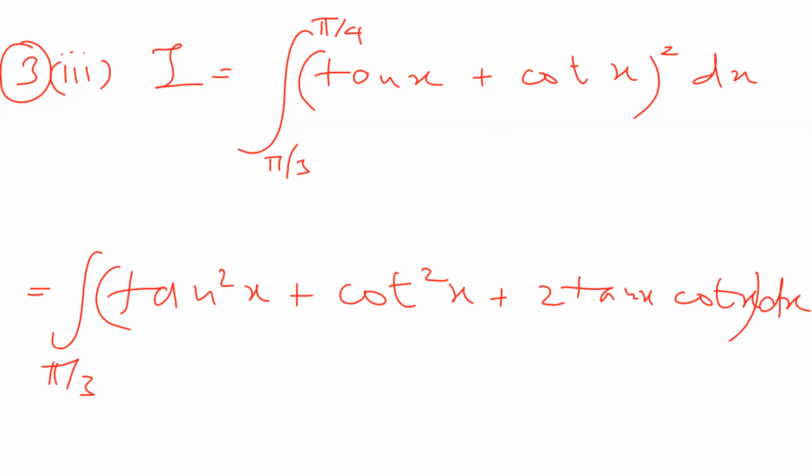Pi by 3, pi by 4. Guys, what is tan x into cot x? Tan x into cot x is 1, because tan and cot are reciprocals of each other. Otherwise, convert into sin and cos and cancel it out. Now, tan square x can be written as sec square x minus 1, and cot square x as cosec square x minus 1. So I'm going to apply the fundamental identity once again, and towards the end, we are having this 2 too.